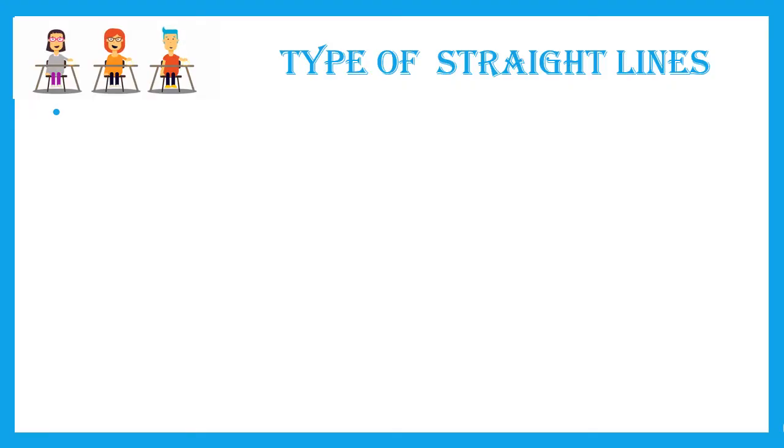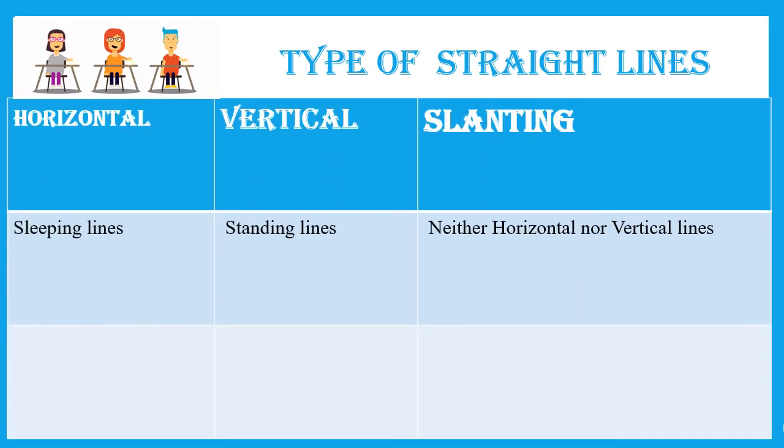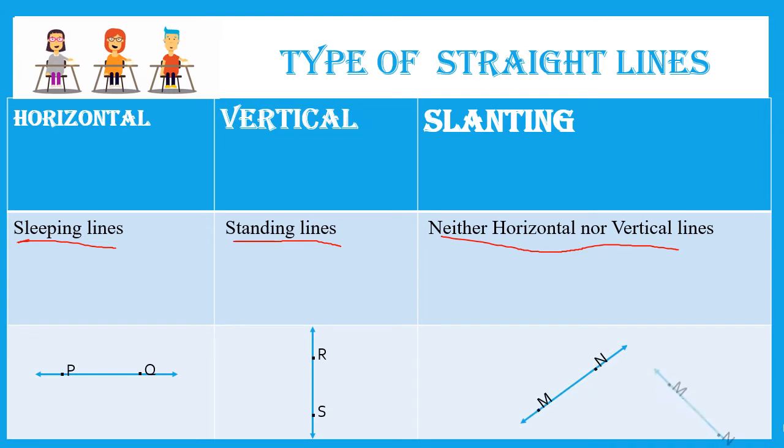Straight lines are further classified into horizontal lines, vertical lines, and slanting lines. Horizontal lines are the sleeping lines like this. Vertical lines are the standing lines like this. And slanting lines are the lines which are neither horizontal nor vertical, like this or this. So a horizontal line, a vertical line, and two slanting lines. I hope it is clear to you. Great.